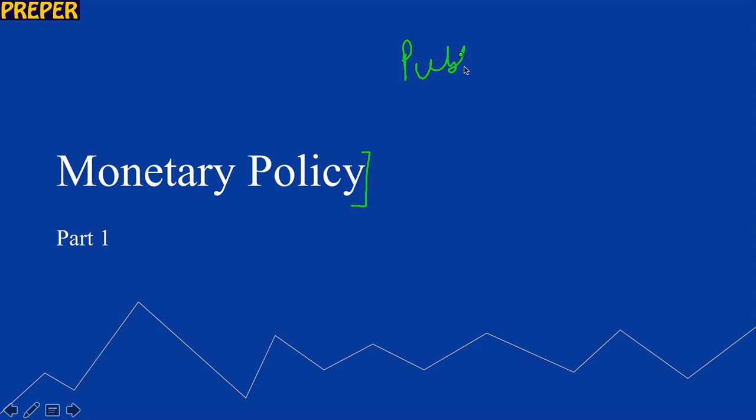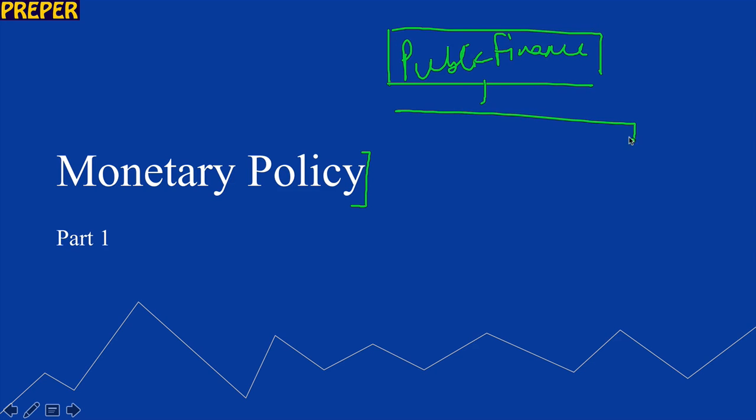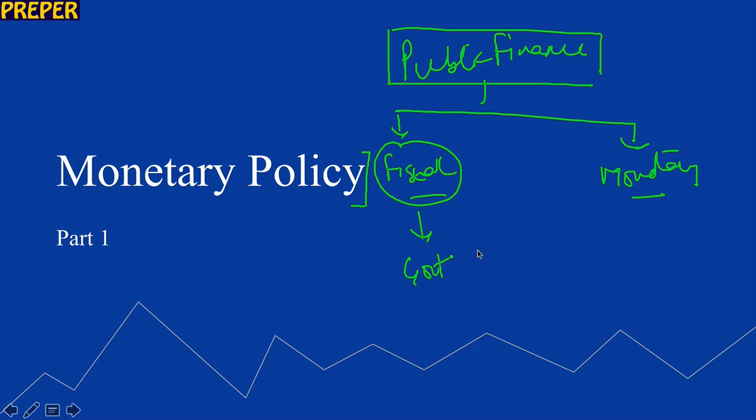So there is a parent topic by the name of public finance. Public finance is the parent topic. There are two legs within public finance. First is fiscal policy and the second is monetary policy. Fiscal policy is in the hands of government, whereas monetary policy is in the hands of central bank, and this is true for any country.